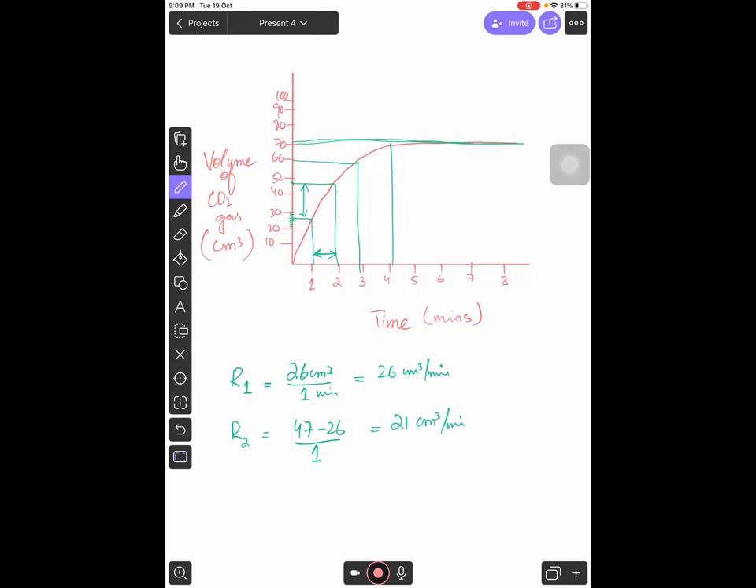And then in the third minute, you can see that it is 59 somewhere. So 59 minus 47, it will give us 12 centimeter cube per minute, right? And then it is 70. So it is 70 minus 59 over 1. It is 11 centimeter cube per minute, right?